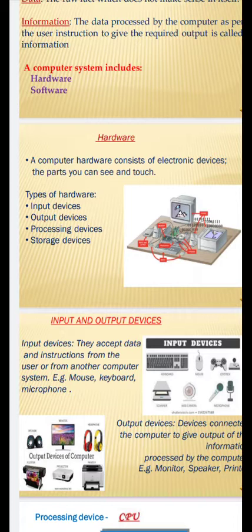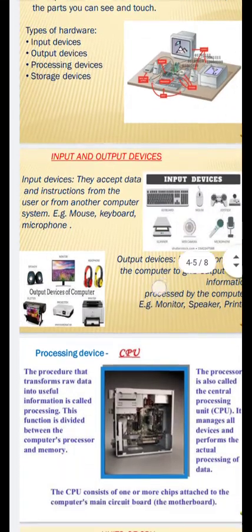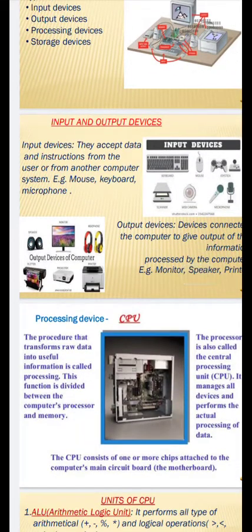Now, the hardware are of different types: input devices, output devices, processing devices, storage devices. We'll discuss them one by one. So first is input device. Those devices which are connected to the computer system to give data and instructions as input to the computer are called input devices, like your scanner, microphone, mouse, keyboard, etc.